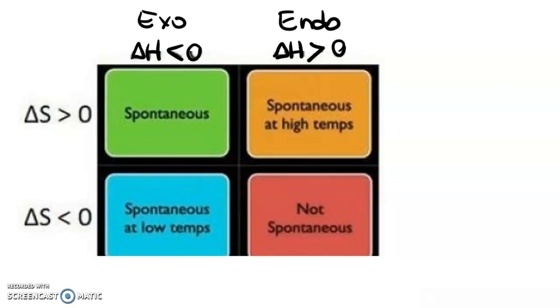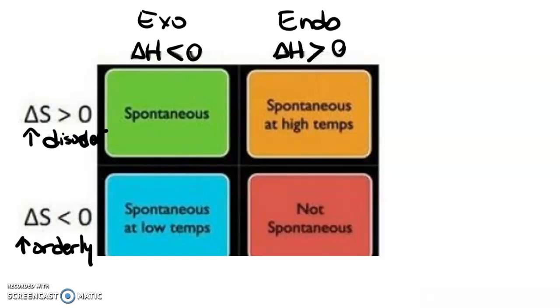Entropy is the amount of disorder in a system, and the universe tends towards disorder. So if the universe is becoming more disorderly, then that is going to be the way that things would normally happen. If the delta S is negative, then it's going to be more orderly or less disorderly.